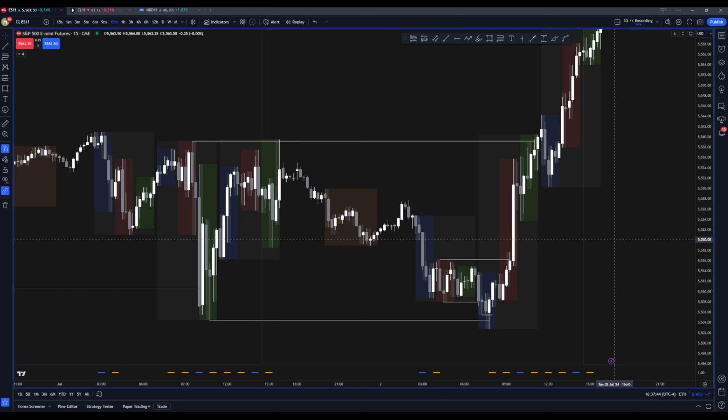So start framing your trades like this. Start looking for these cycles where you can just have a clearly defined high and low where there's liquidity on both sides. And you know that when one side gets taken, we're going to be rushing to the other side pretty quickly.